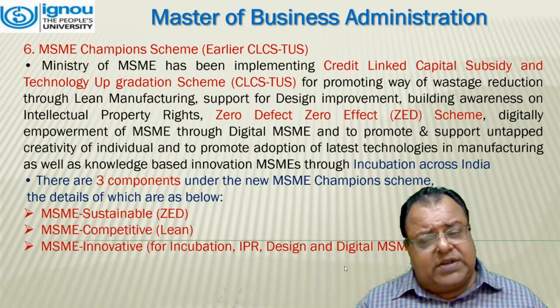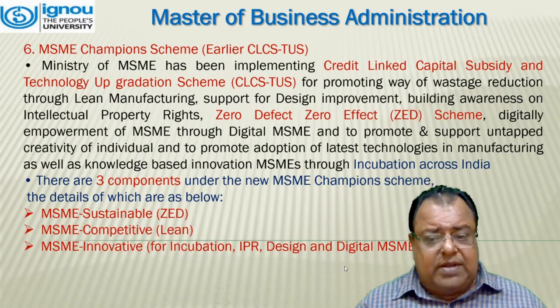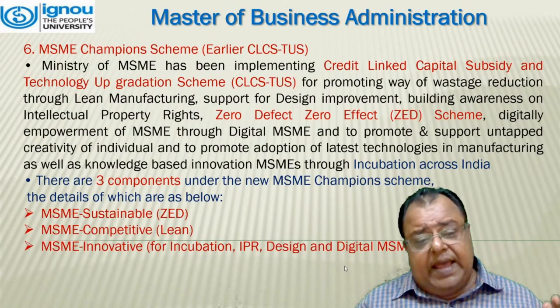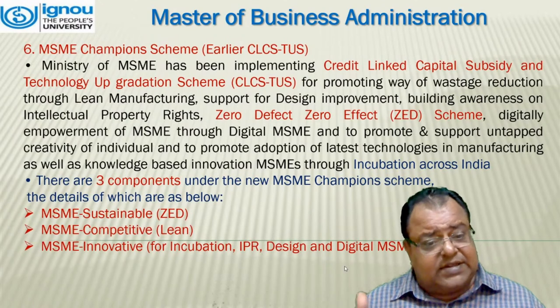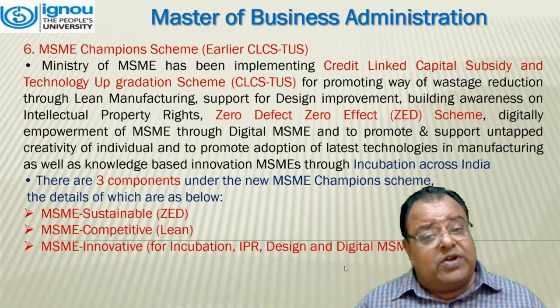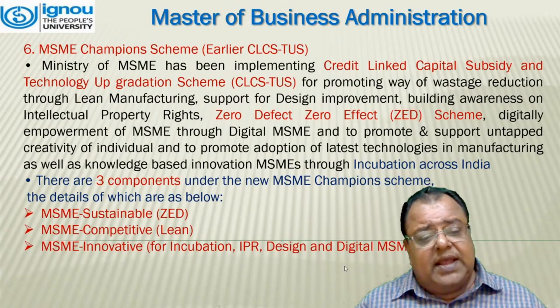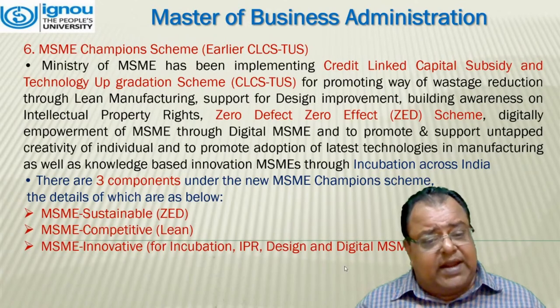MSME incubation across India. There are three components under the new MSME Champion Scheme, and the details are: MSME Sustainable, that is zero defect, zero effect. MSME Competitive, that is lean. The third one is MSME Innovative, that is for incubation, IPR, design and digital MSME.